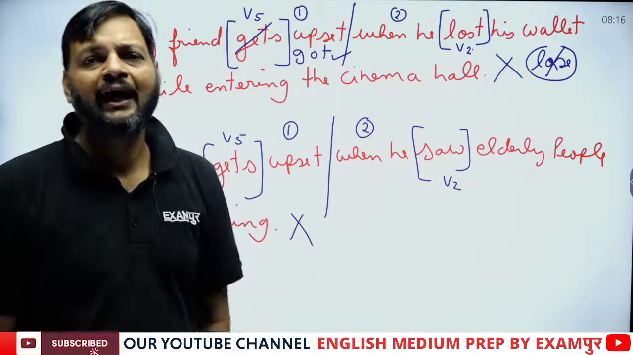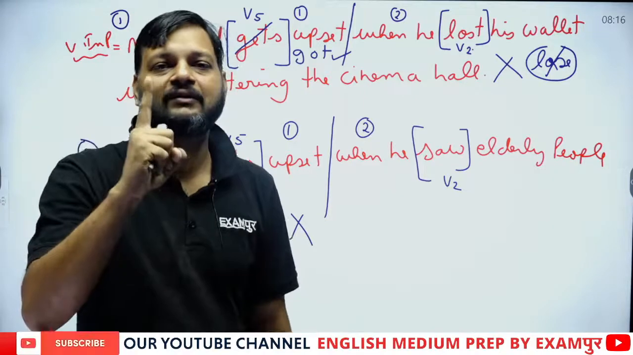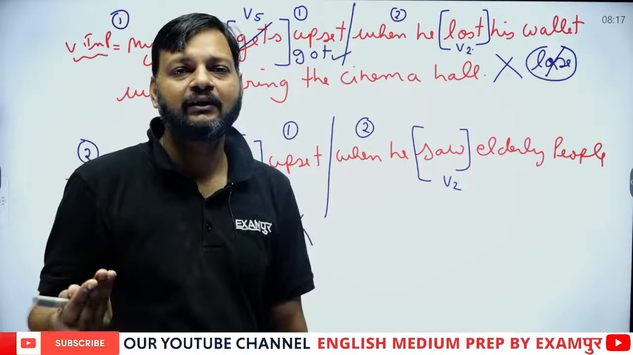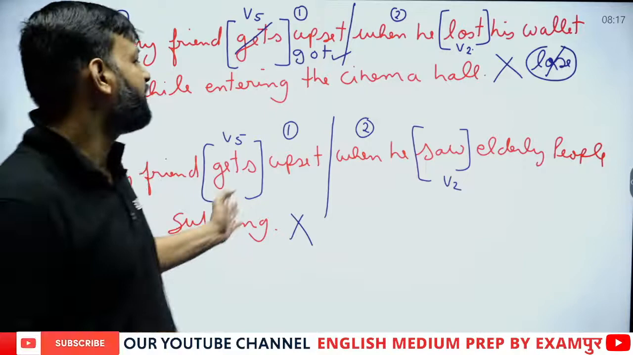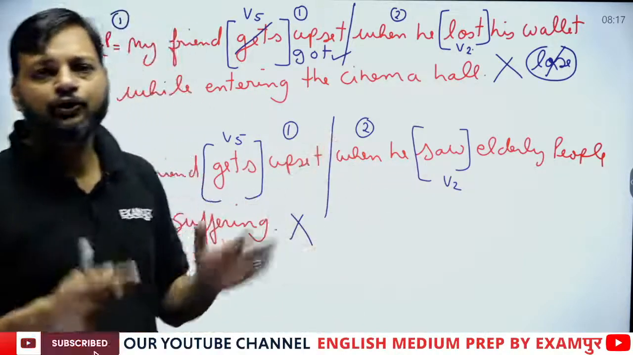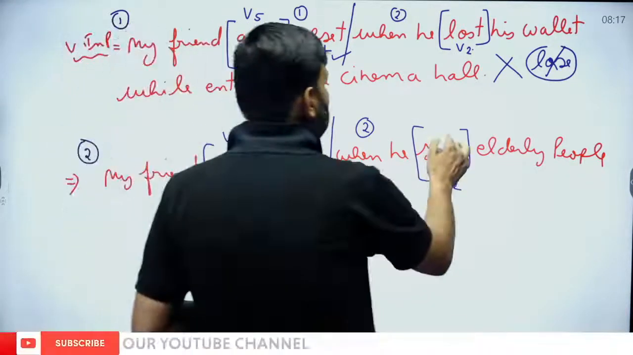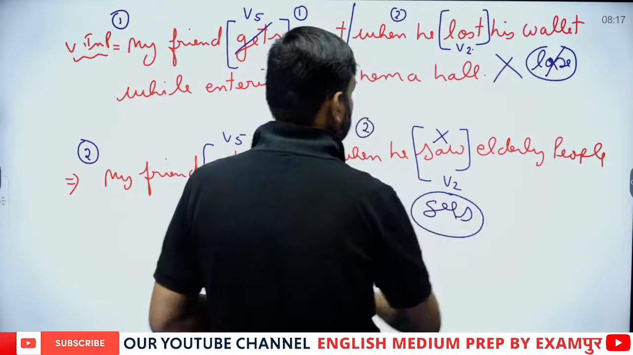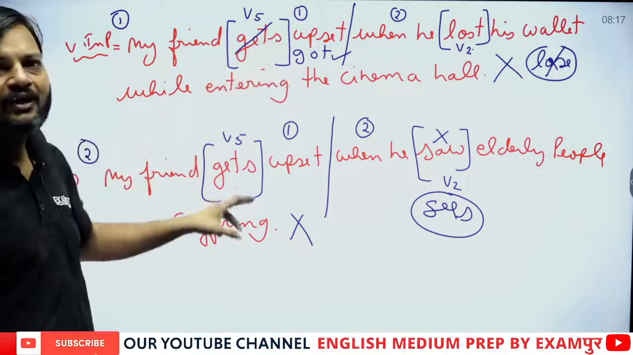This can be a routine action because I will not get upset just once on seeing elderly people. If I have sympathy, I will get upset every time I see elderly people. So this sentence is definitely a routine action, and since it is a routine action, it should be in present indefinite tense. And if it should be in present indefinite tense, this verb needs to be changed into fifth form, sees.